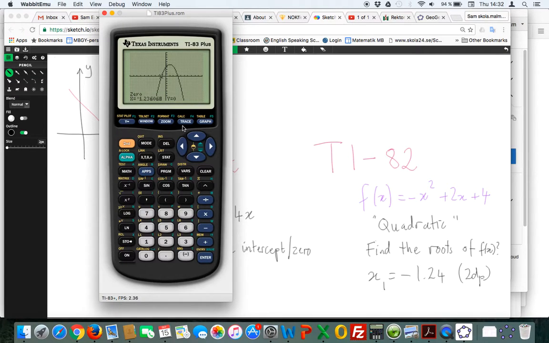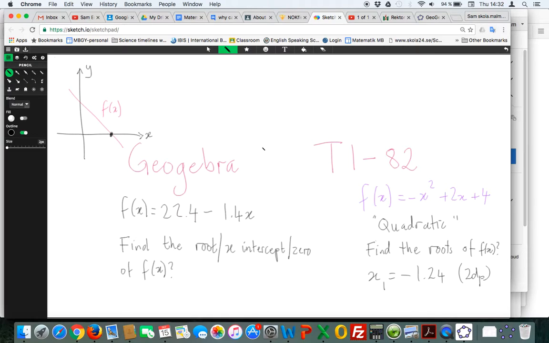What about the second one? Well, I have to do the same thing again, but just have my bounds to the left and right of this point now. Second, calc, zero, put my left bound somewhere here, to the left of the point, enter. I'm using the arrows here to go right and left. I want to go to the right of the point, enter, and then enter again. And I found the second zero to be x equals 3.24. So the second root, x2, is equal to 3.24 to 2 decimal places.